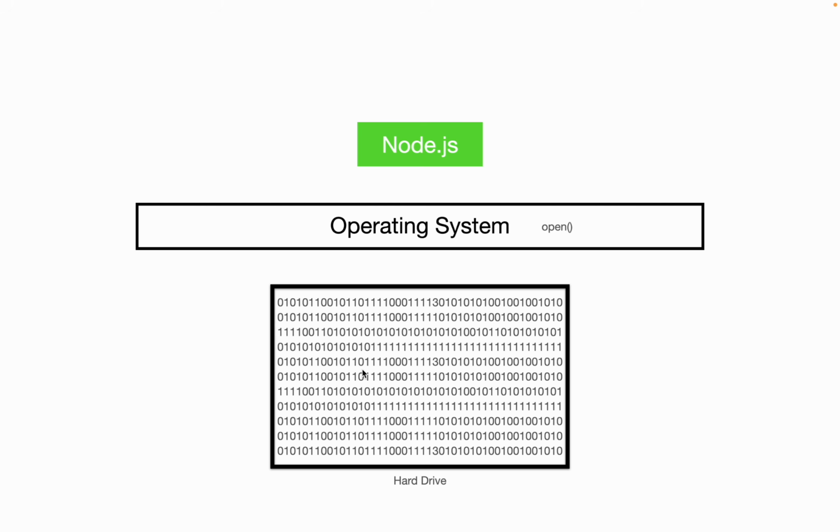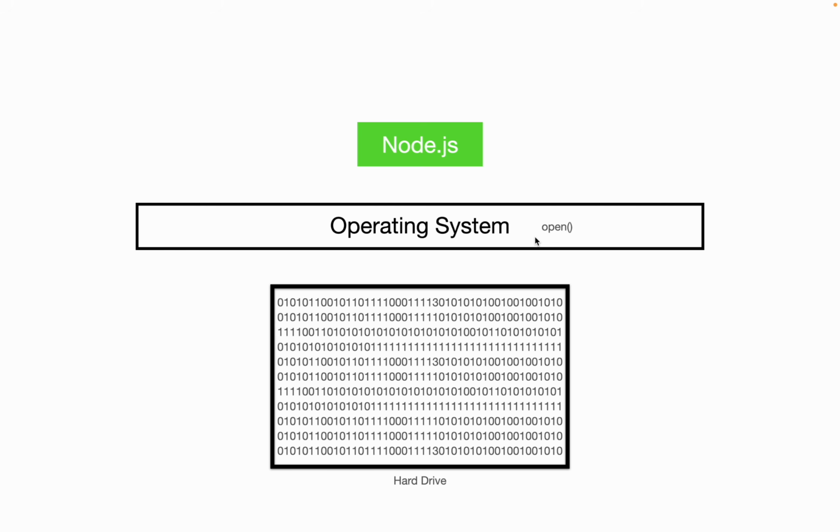You could maybe open different files using this open system command. Actually, you're not directly calling this open. What you're doing is that you are running a function in Node, and then Node.js, using libuv, is actually calling this open system call.